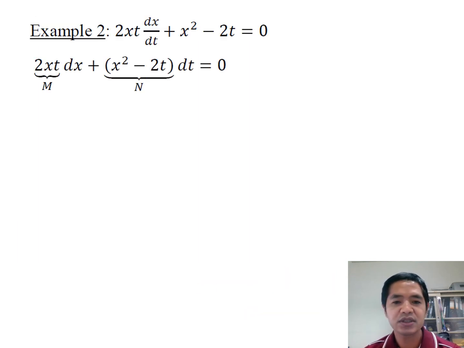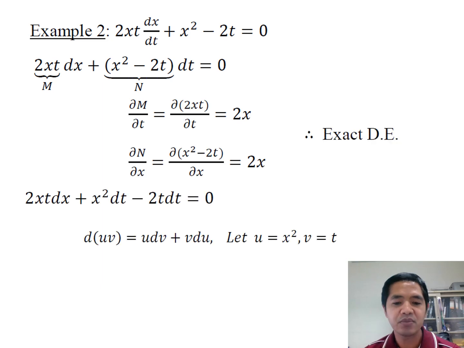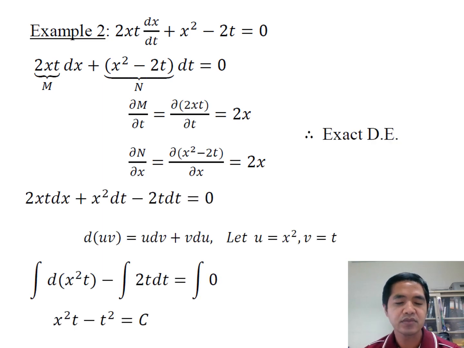So now go take a look at the second problem. Okay, second example of the differential equation. Here we have 2xt times dx over dt plus x squared minus 2t equal to 0. Okay, x in this case is the dependent variable and t is the independent variable.